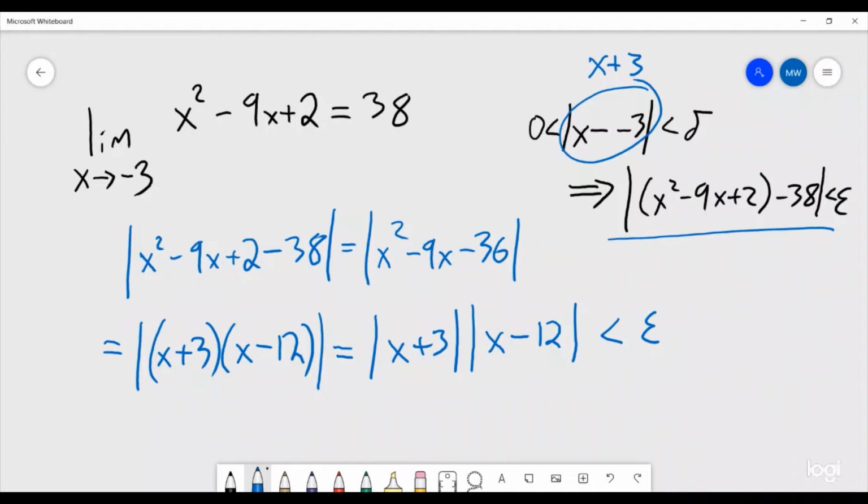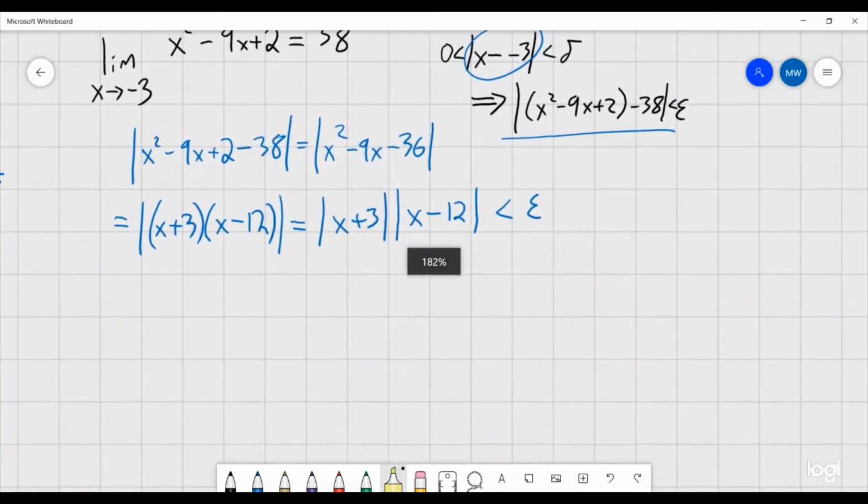Now, the problem with this is we have our x plus 3 here, but we still have to deal with this x minus 12, and we can't just divide by that because it is different for different values of x. So we have to figure out what values we can choose for that.